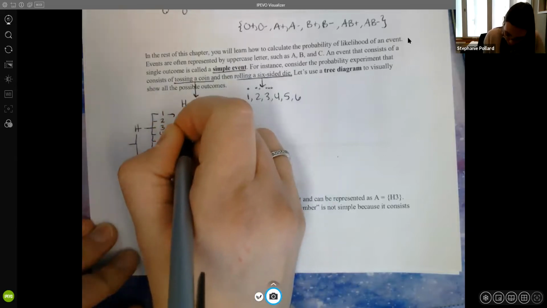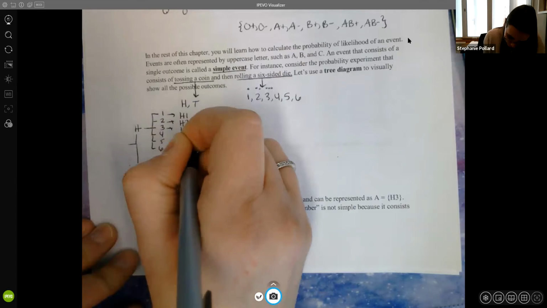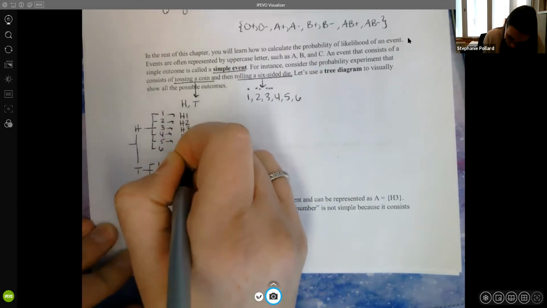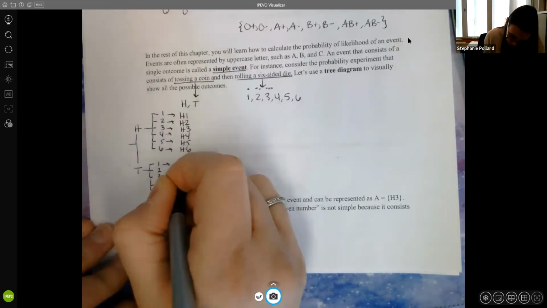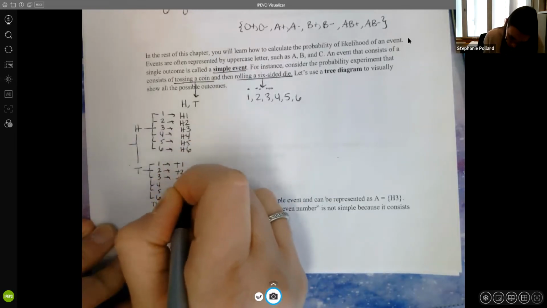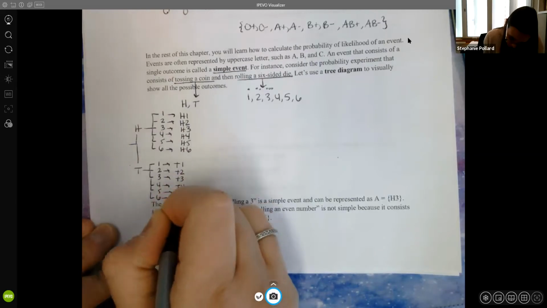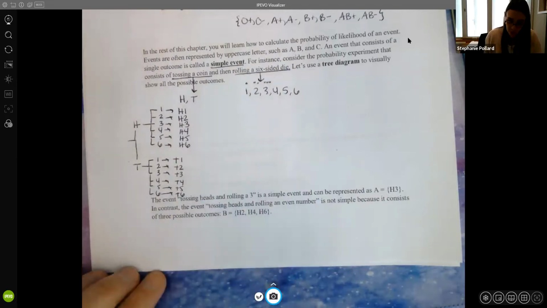Well, you could get heads number 1, heads number 2, heads number 3, heads number 4, heads number 5, heads number 6. You could get tails 1, tails 2, tails number 3, tails number 4, tails number 5, or tails number 6. So there's 12 possible outcomes here.